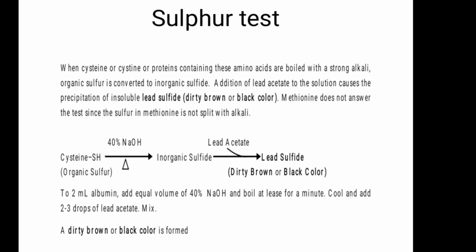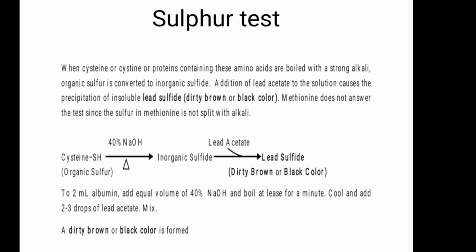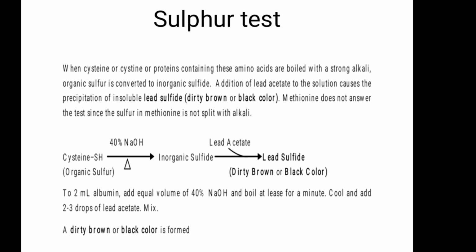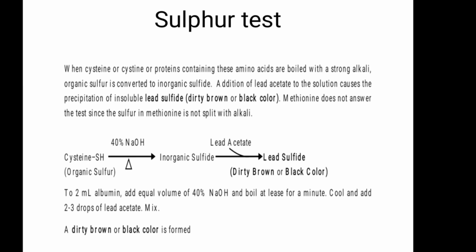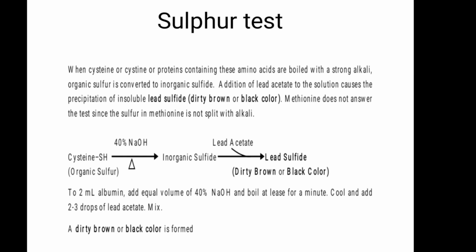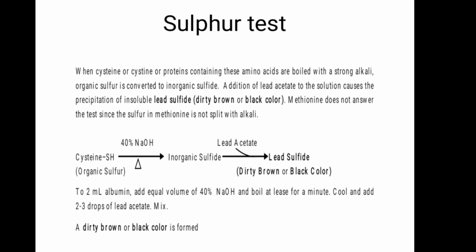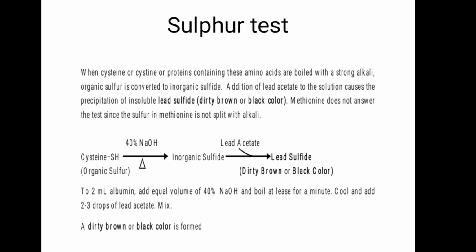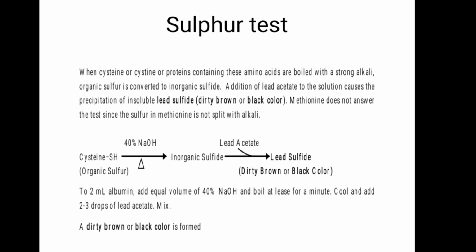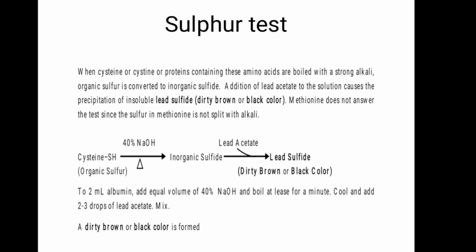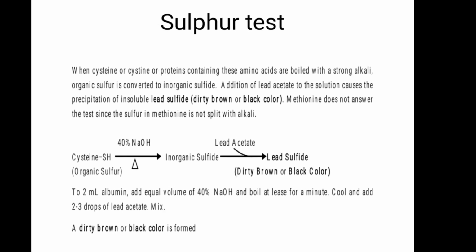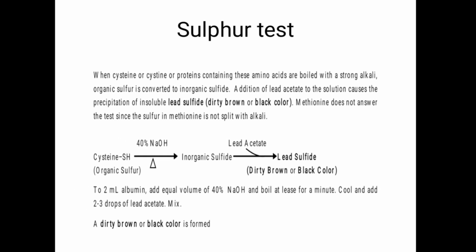Methionine actually does not answer the test since the sulfur in methionine is not split with the alkali. Methionine is also a sulfur containing amino acid, but this particular test is not applicable for methionine because its sulfur is not split with the alkali. We have to go for some other test. So this is the sulfur test for cysteine and cystine amino acids.